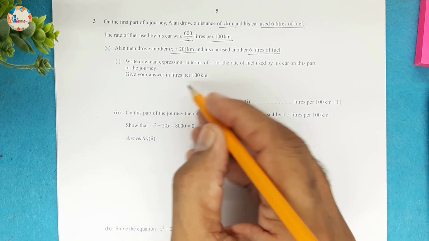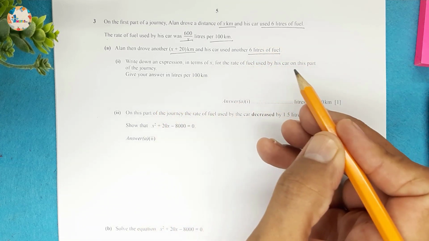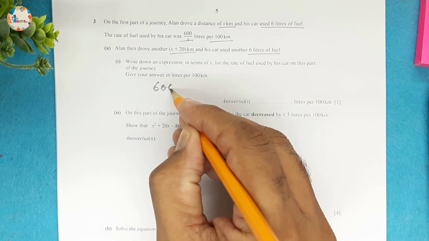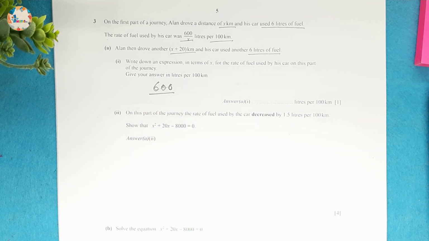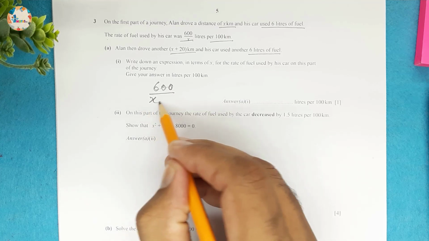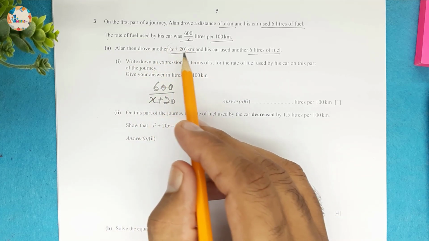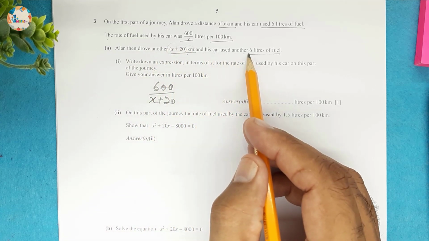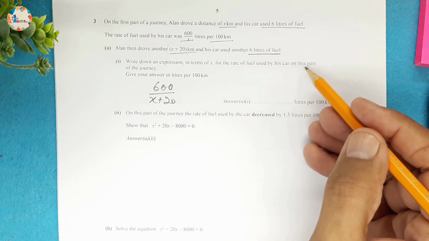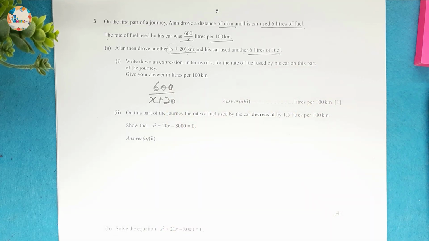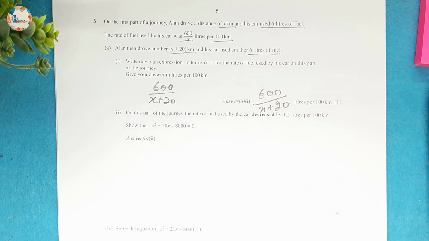So distance is 600 kilometers. So we can write 600 divided by x plus 20. This is basically the kilometers. Alan then drove this much kilometers and his car used 6 liters of fuel. So per 100 kilometers we have to write. So this will be 600 over x plus 20. This will be our final answer, x plus 20.